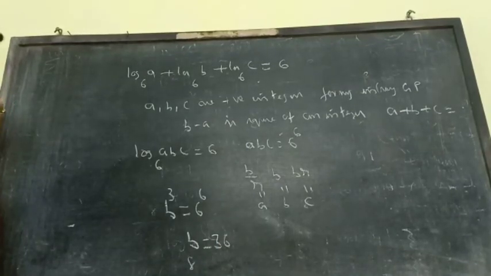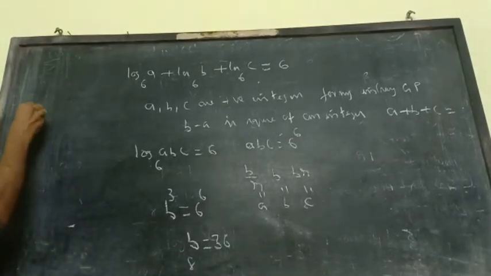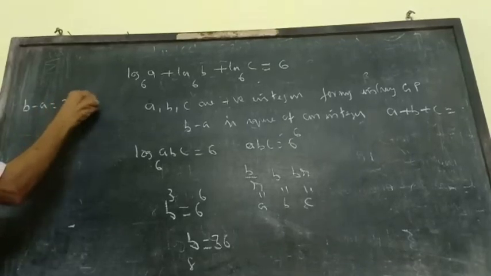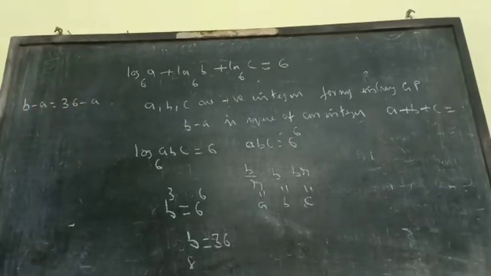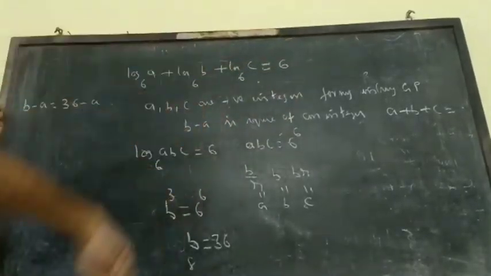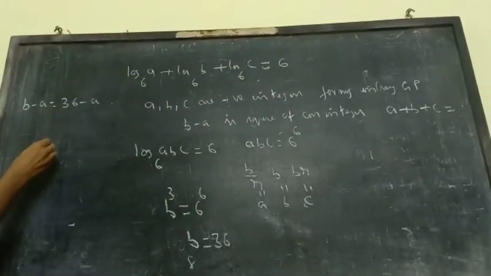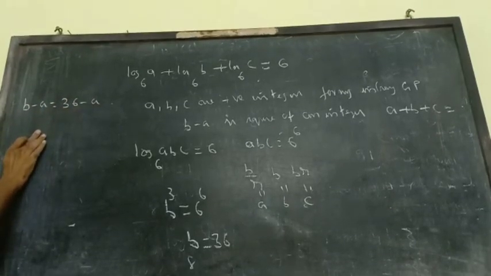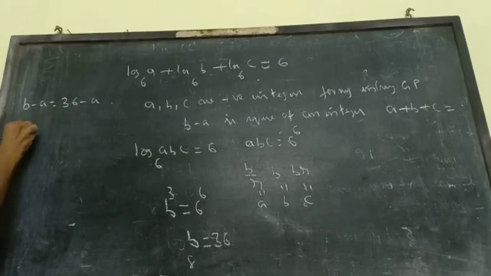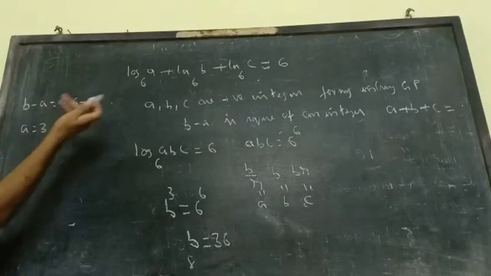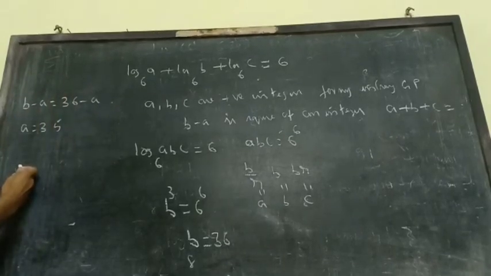Okay, understood? B is equal to 36. Now, B minus A is equal to 36 minus A. He says B minus A is a square of an integer. Remember, A is an integer. When will 36 minus A be a square of an integer? When A is equal to 35. 36 minus 35, 1, is a perfect square.